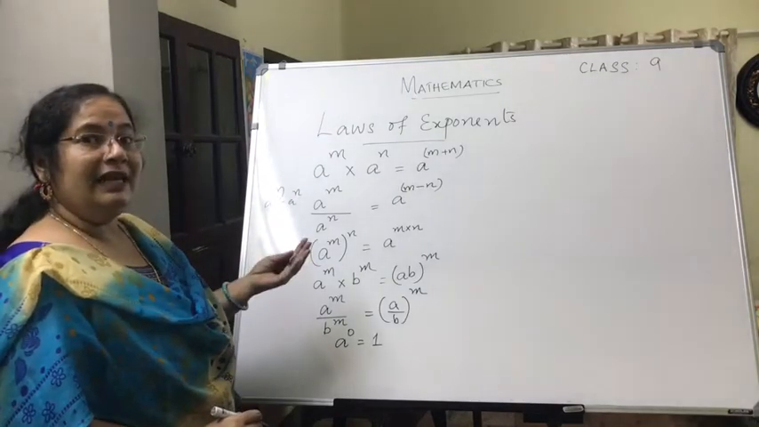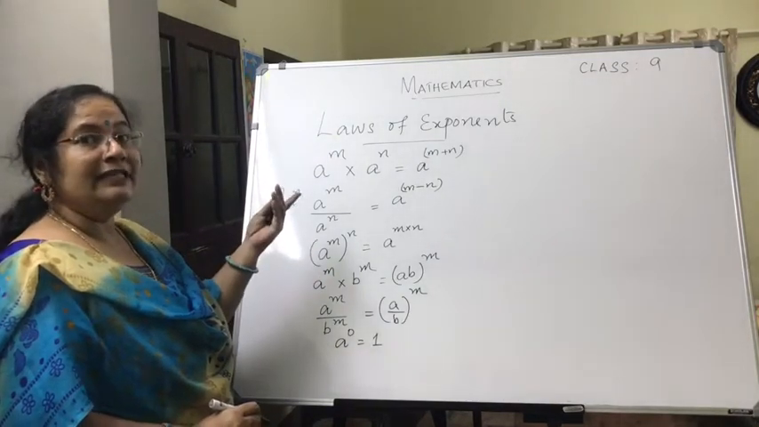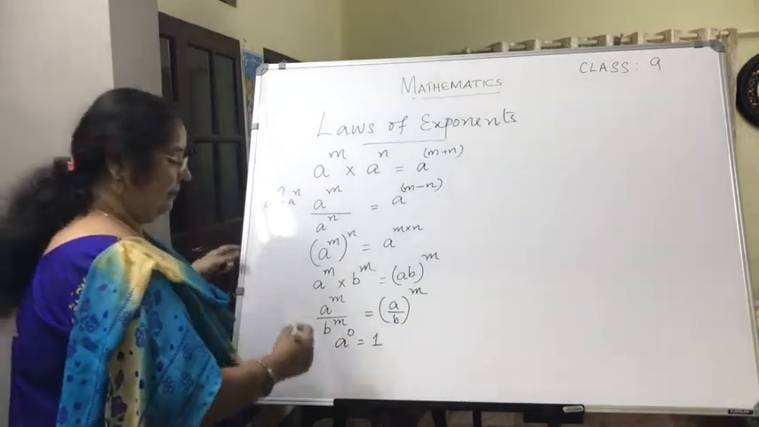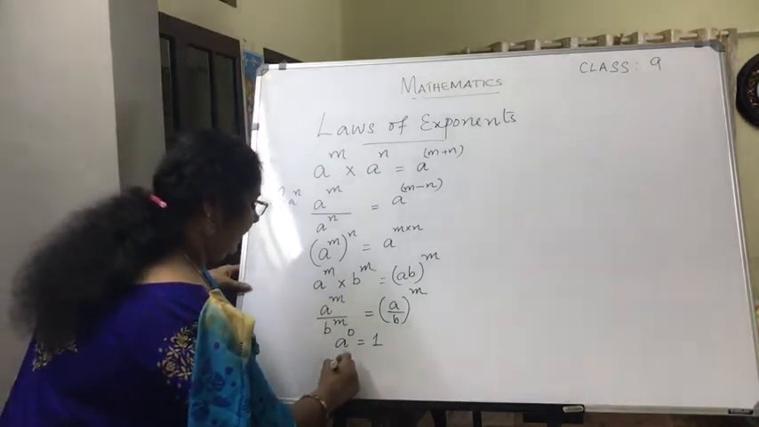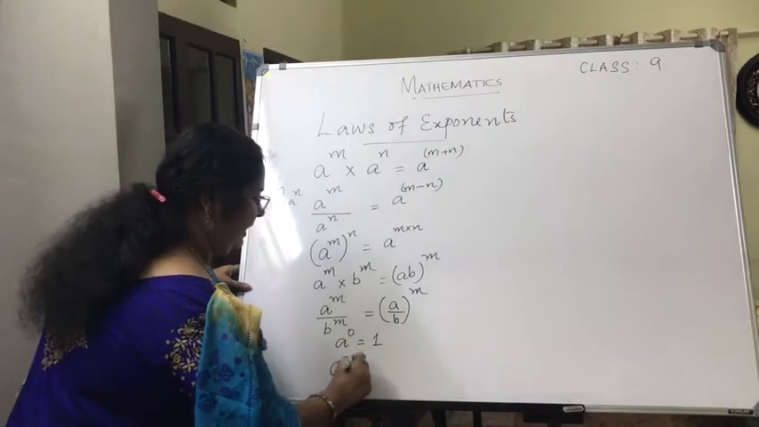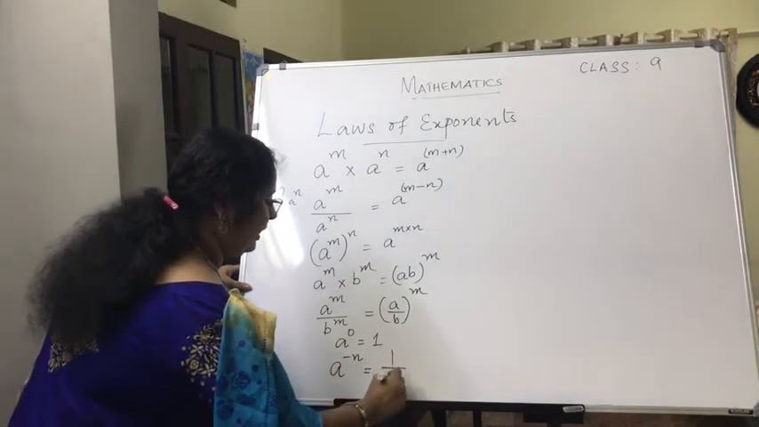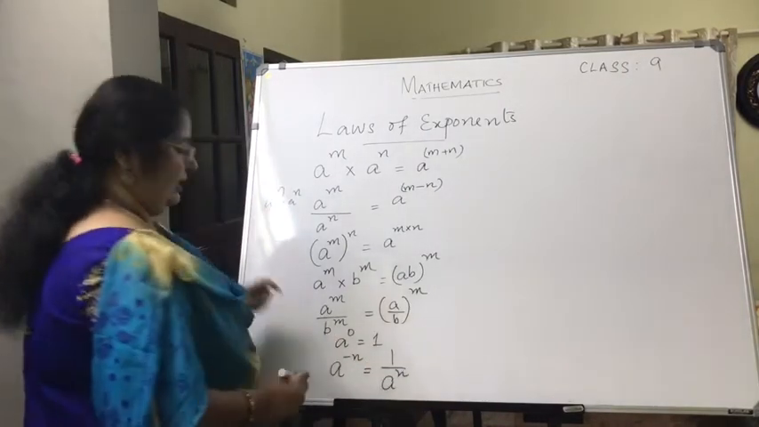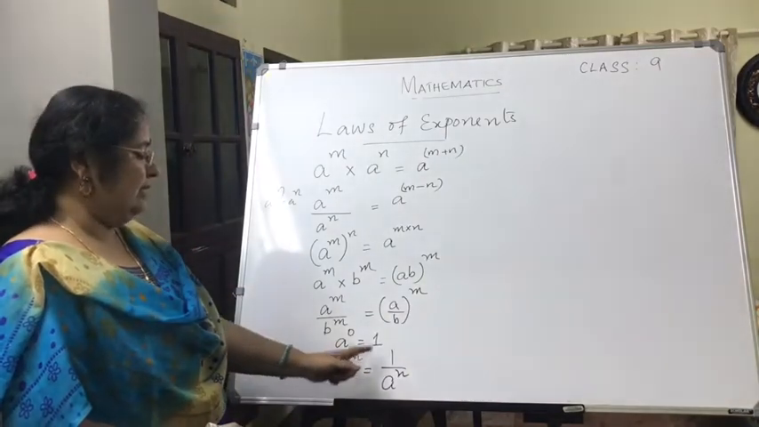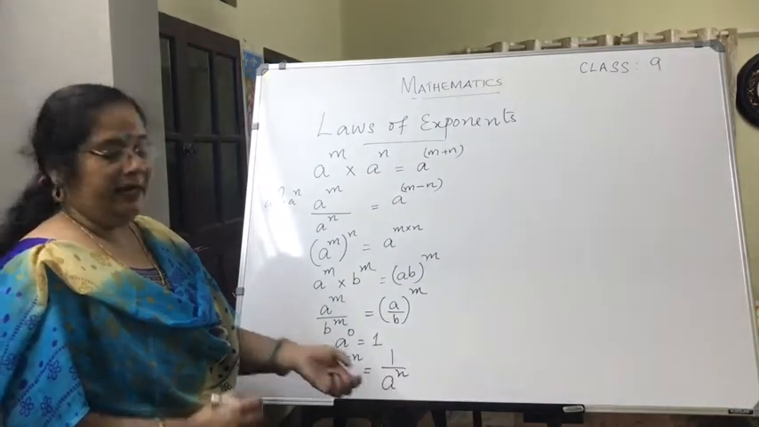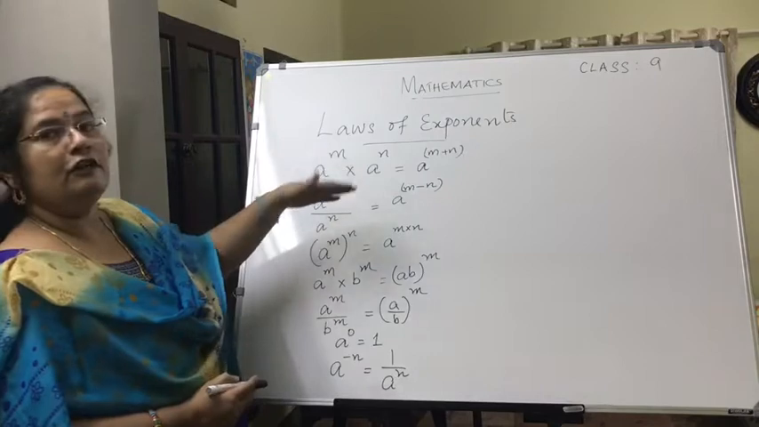Now coming to class 8, you have learned about negative powers. What is that law there? A raised to minus n is equal to 1 by a raised to n. A raised to minus n equals 1 by a raised to n. So these are the laws of exponents.